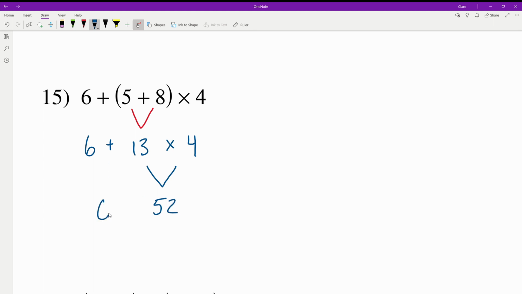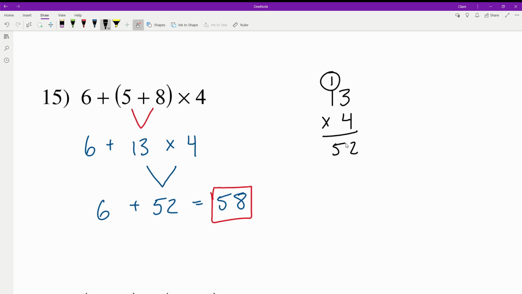And then 6 plus my 52 will leave me with 58. So I'll get 58 in number 15. And if you want to quickly see 13 times 4 vertically, 13 times 4, 3 times 4 is 12, carry the 1, 1 times 4 is 4, plus 1 gives me 5. 52, and then I add that to 6 to get 58.